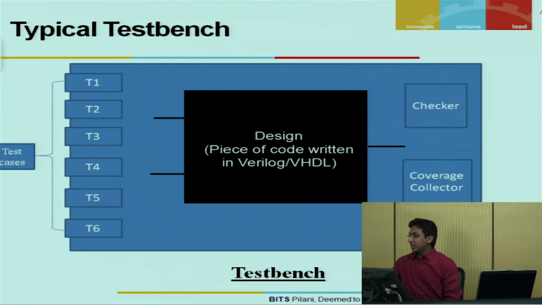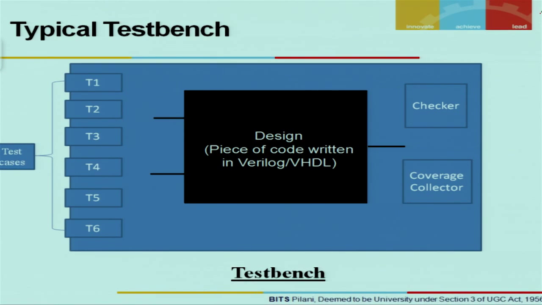So this is a typical test bench in which there are a certain set of test cases written which are fed to the design one by one, and on the other side of the design the observer part is there, which could be a data checker or the result checker and coverage collector. Now this is how a particular test case works. It is fed to the design and it goes through to the checker and the coverage collector, and the same thing applies with all the test cases.